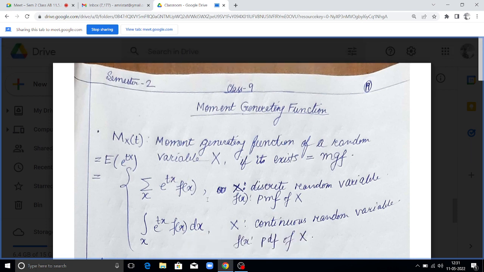So, moment generating function, M_X(t). Its short form is MGF.